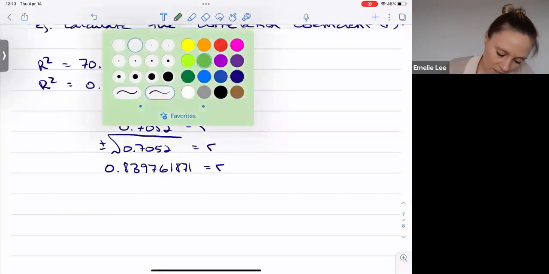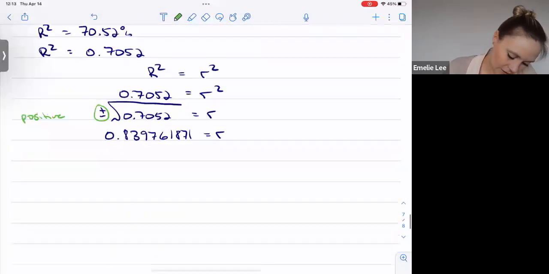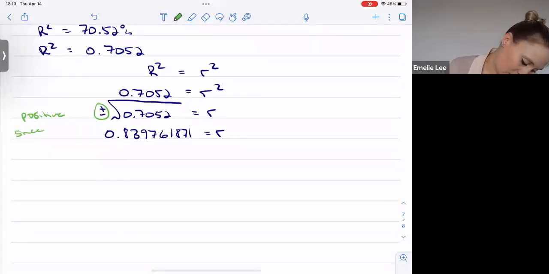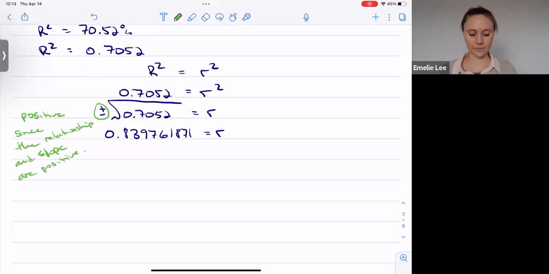And it's going to be positive, since the relationship is positive. Since the relationship and slope, of course, are positive. So it's positive 0.839. Good. Okay.